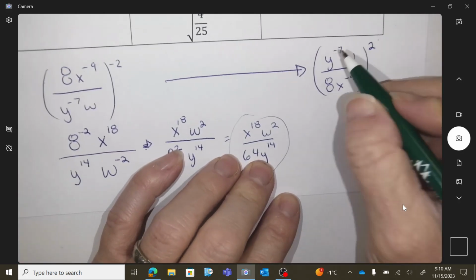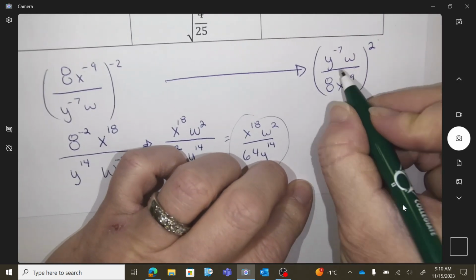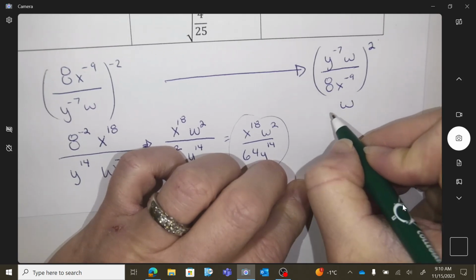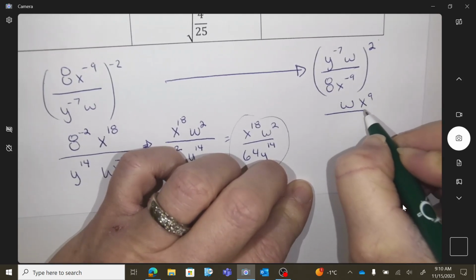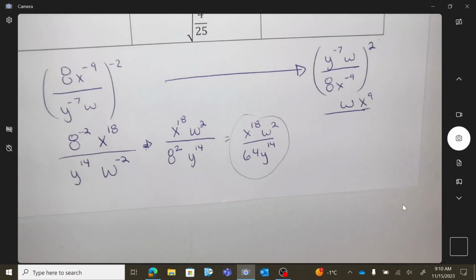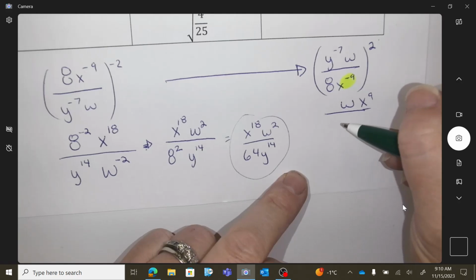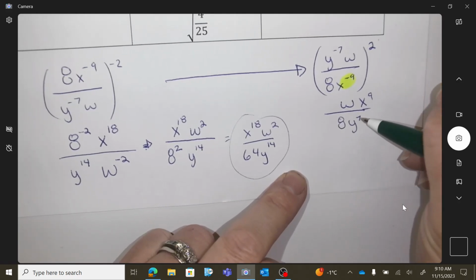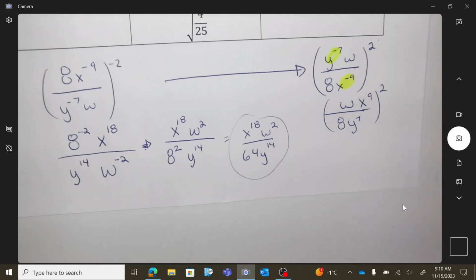We can do a bunch of different things. So I'm going to forget the 2 for a second. I'm going to keep the W on the top. This is going to move to the top. This would move to a bottom.